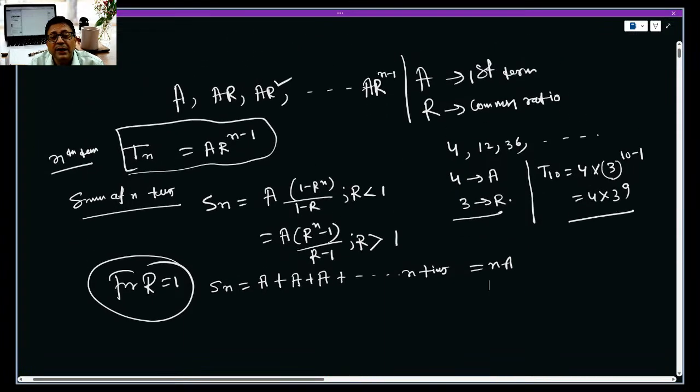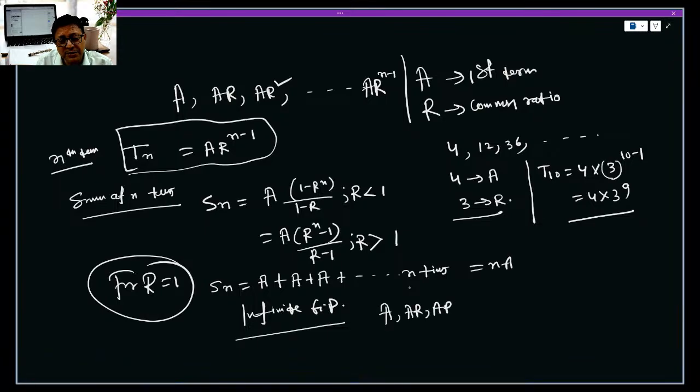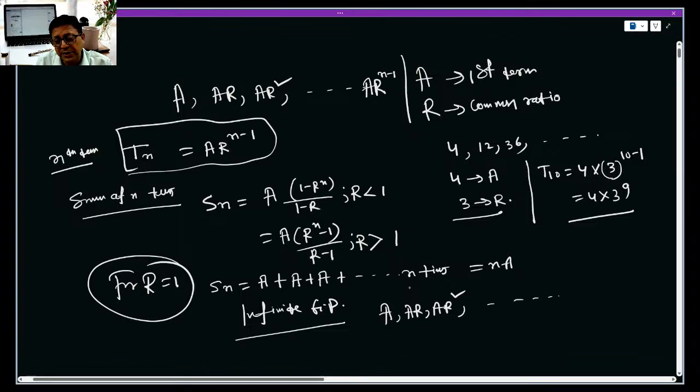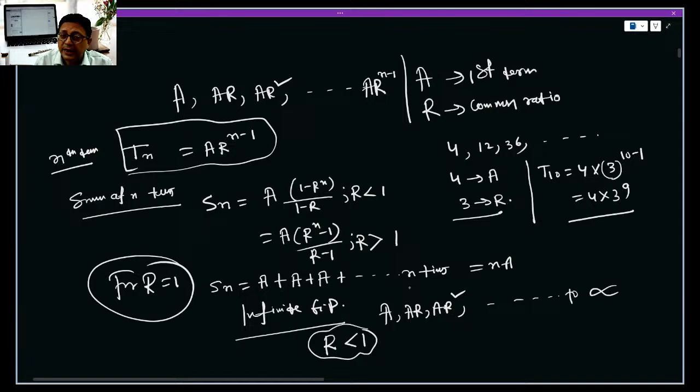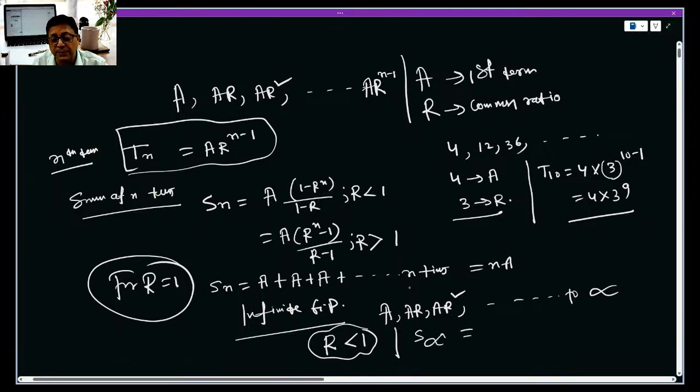Then we did the sum of an infinite GP. What is an infinite GP? For an infinite GP, A, AR, AR square, the series will converge up to infinity and the common ratio should be explained. Nth term we find by this formula, no problem, but how to find the sum of this I have explained. S up to infinity, infinite number of terms, their sum will be A by 1 minus R.